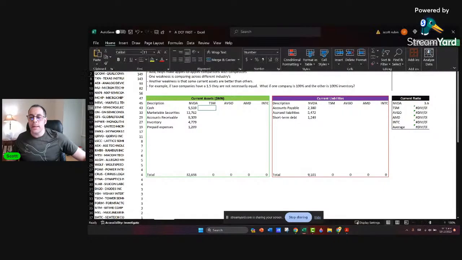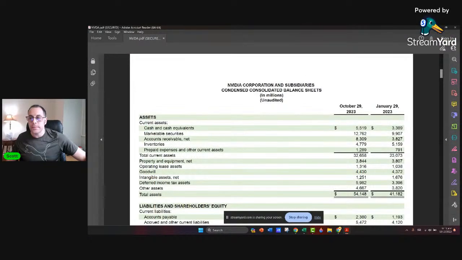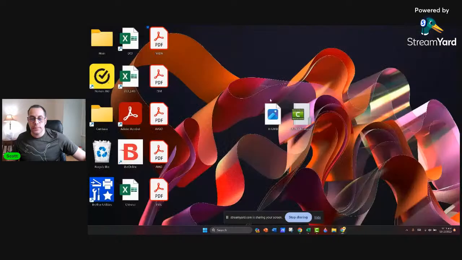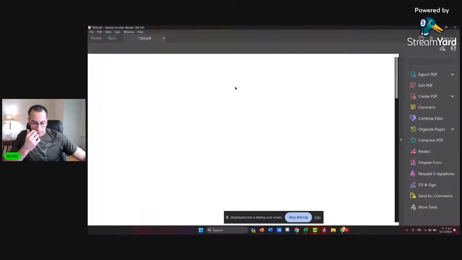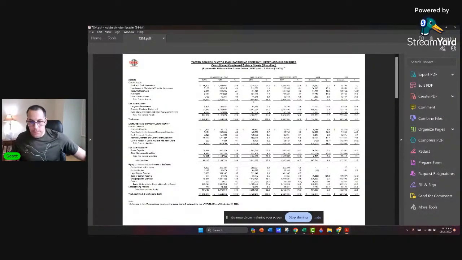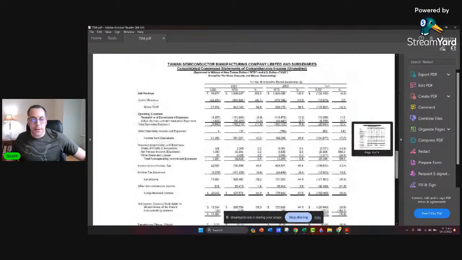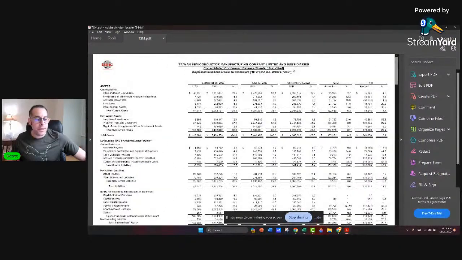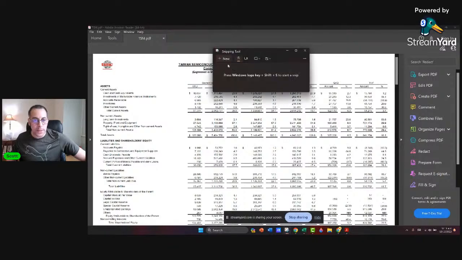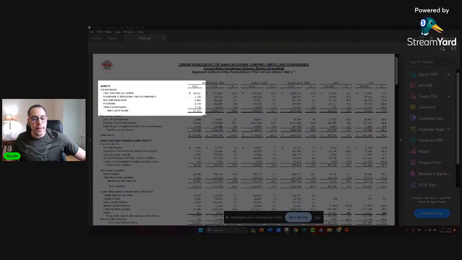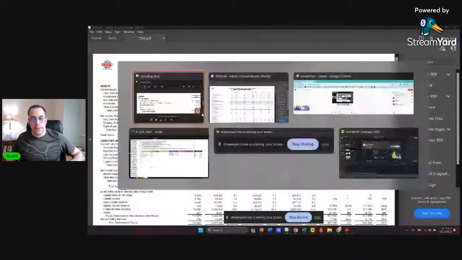Taiwan Semiconductor. They don't have a 10Q, but I did find this on their website. It's just a list of their financials. So it does give what we need. And it's nice that they convert to US dollars so we don't have to do the conversion.